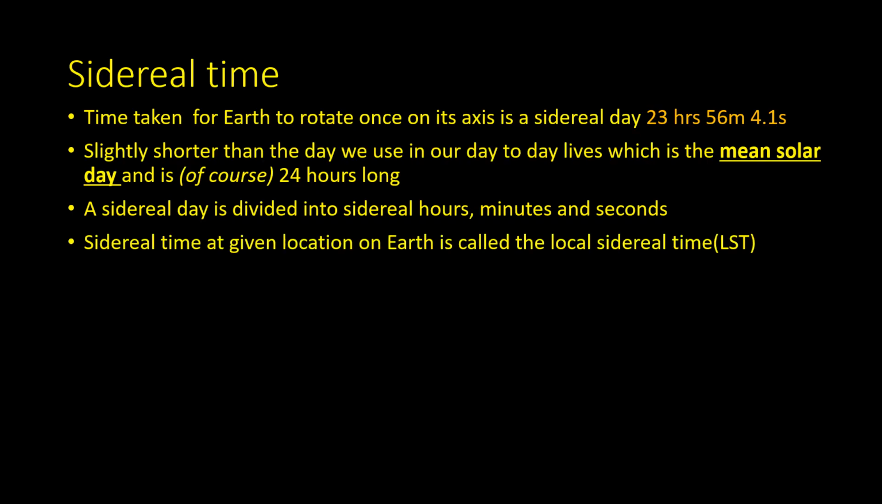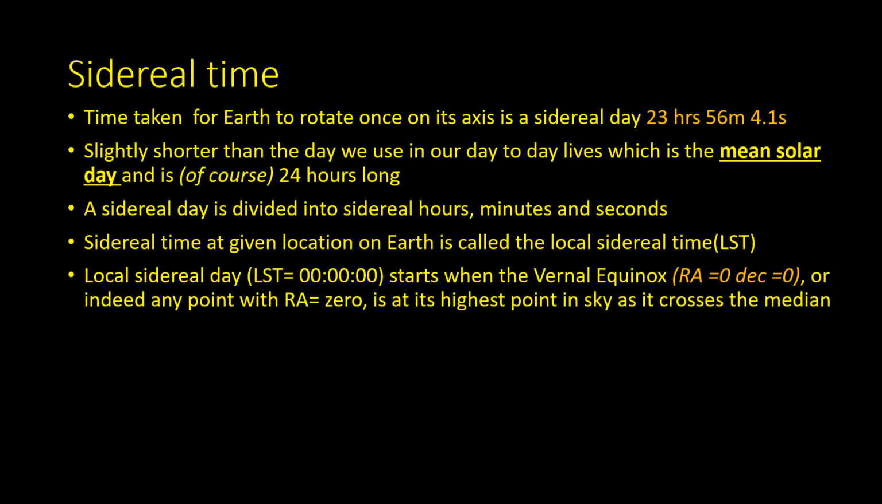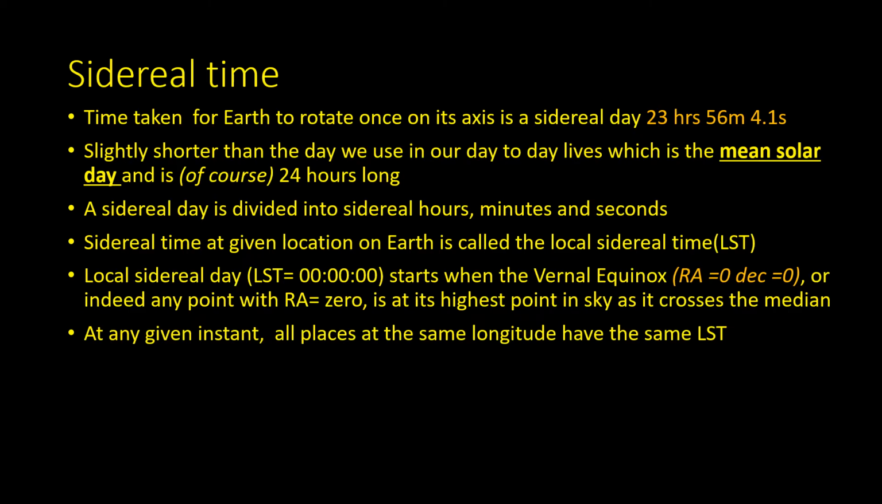And the sidereal time at a given location on Earth is called the local sidereal time, and the local sidereal day begins when the vernal equinox, that's the point on the sky with 0 RA and 0 DEC, crosses the meridian. And at every given instant, all places at the same longitude have the same LST.